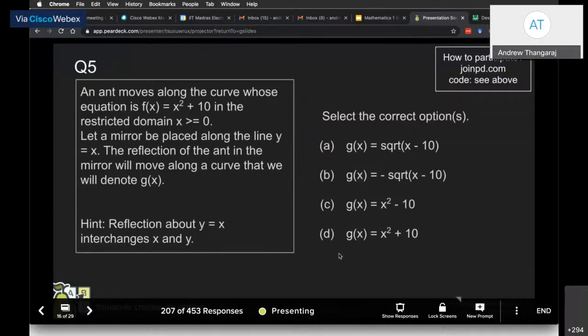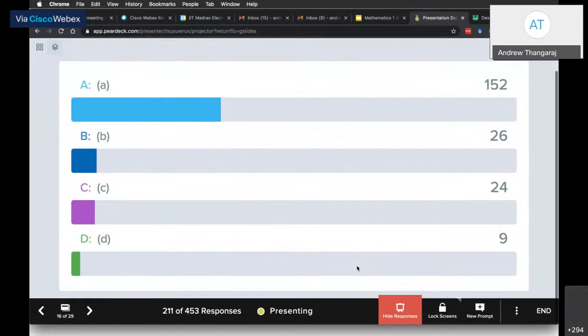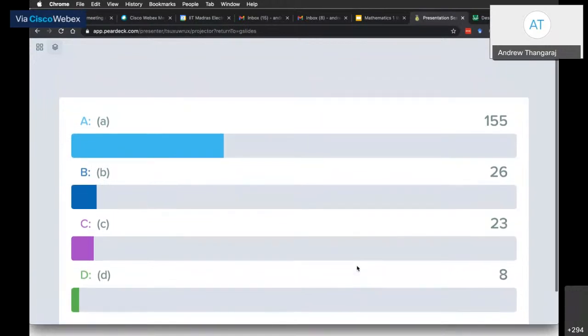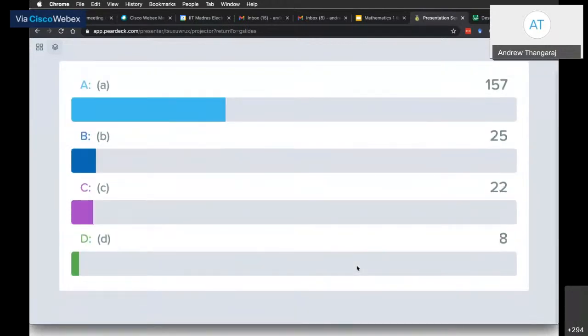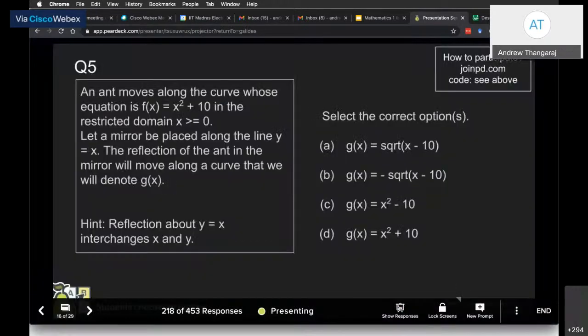Okay, so let's look at the responses. Most people have put A as the correct answer. You can see the A, suddenly the choice is increasing now once it showed me the answer. So A is the correct answer, I believe. Quite a few people have put the others also. So basically reflecting along this y equals x, right? Reflecting the mirror along y equals x is exactly like finding the inverse, okay?